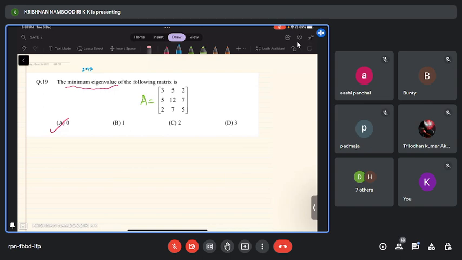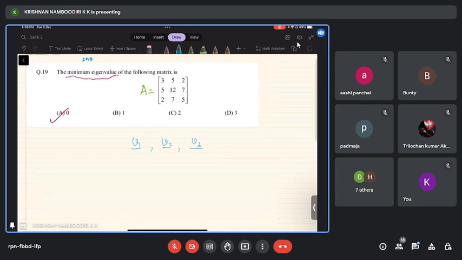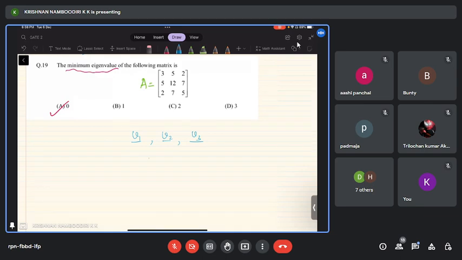What does this linear independence mean? Say I have 2 or 3 vectors, v1, v2, v3. Then linearly independent means v3 cannot be written as a linear combination of v1 and v2. You cannot express v3 as a linear combination of v1 and v2.